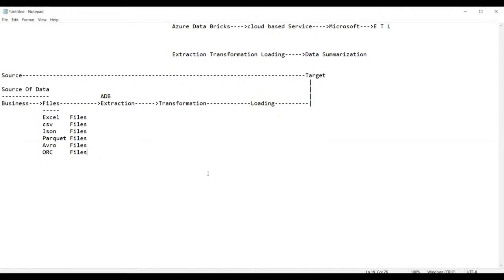Now, guys, apart from getting the data from files, we can also get the data from the business in the form of a database. And the database can be what? It can be an Oracle database. It can be a SQL Server database. It can be any type of database you have.